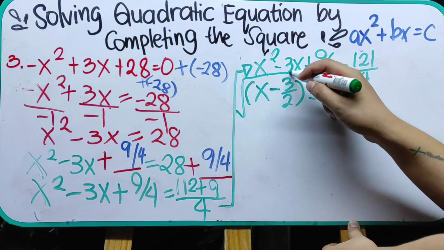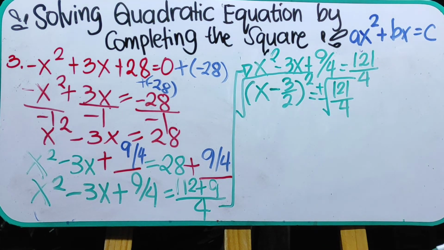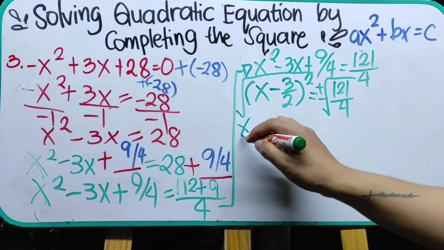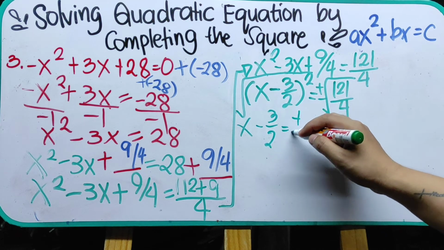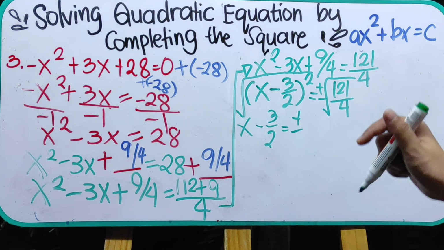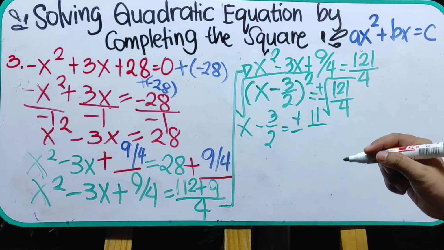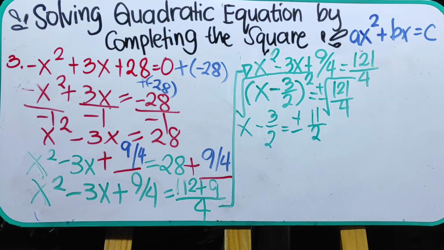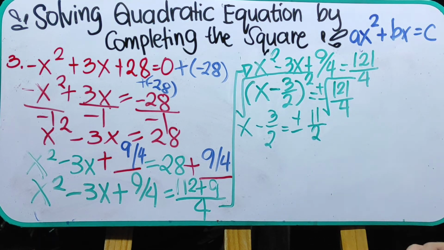Okay, next step, apply extracting square roots. So, square root natin yan, square root din natin to. And don't forget to put positive and negative. So, ang maiiwan na lang is x minus 3 over 2. Dito naman, positive, negative. Since 121 is a perfect square, so ang square root ng 121 ay 11. And then 4 is also a perfect square. The square root of 4 is 2. So we have here, on our right side is positive and negative 11 over 2. Okay. Then, solve for the resulting linear equations.